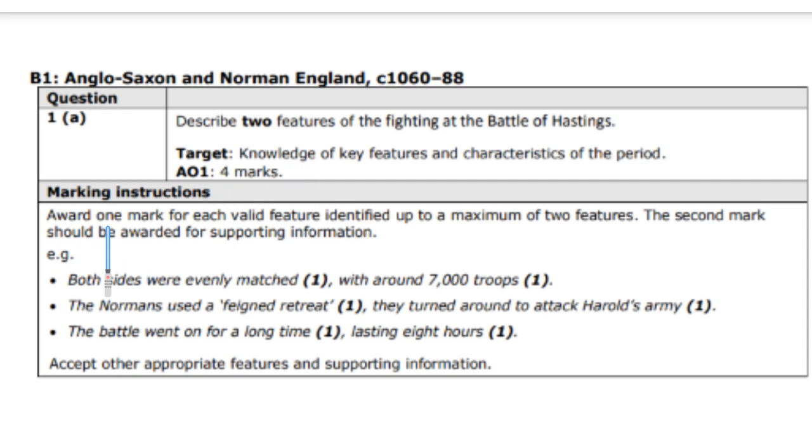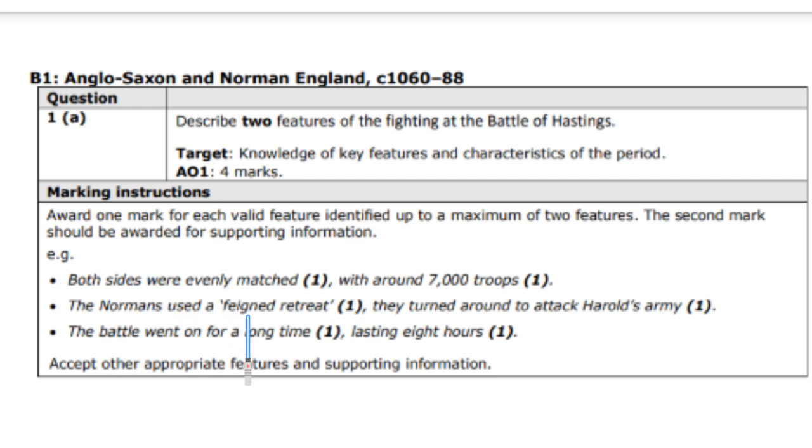You will get 1 mark awarded for each piece of information you give, but you have to develop it with supporting evidence. So for example, if you were to say both sides were evenly matched, that's fine, you'll get 1 mark, but you will not get the additional mark for the extended evidence, okay? And that is where the detail comes in. So even if you listed all 3 of these things here, you would still only get 2 marks. It is these plus the additional information that pushes you up to 4 marks.